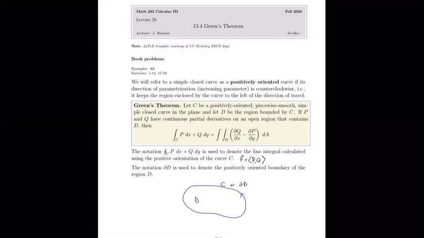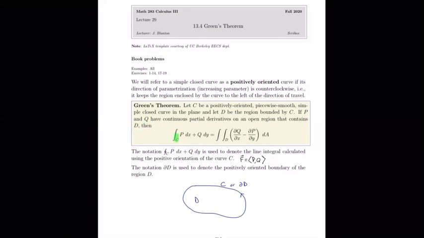And if we have such a curve, a positively oriented, piecewise smooth, simple closed curve in the plane, and D is the region bounded by C, and then we have P and Q with continuous partial derivatives. P and Q, we'll remember, are essentially the first and second components of a vector field F, so functions of x and y. And if they have continuous partial derivatives on some open region containing D, then we have Green's theorem as follows.